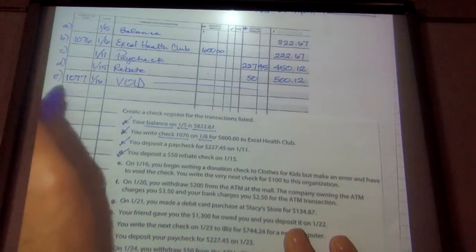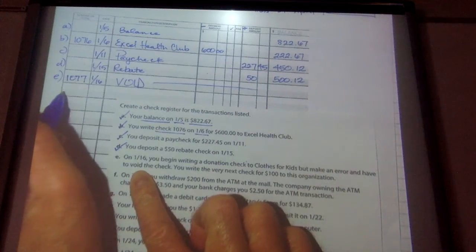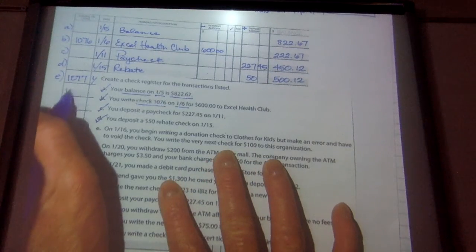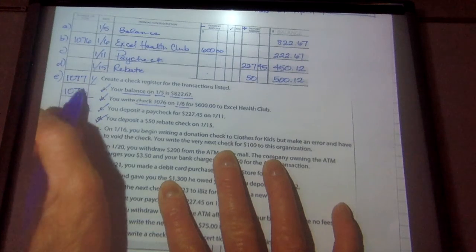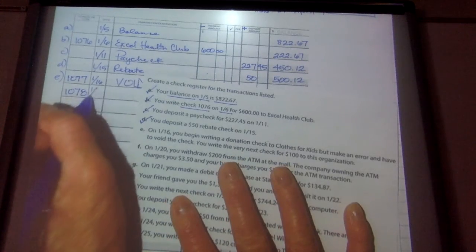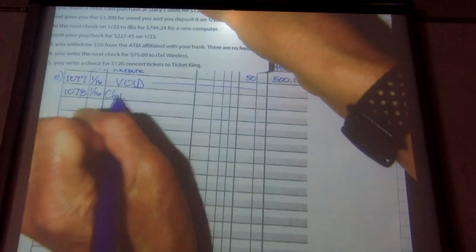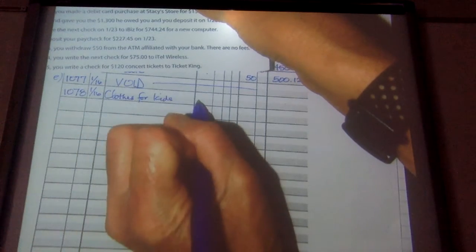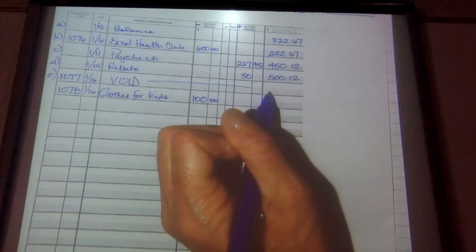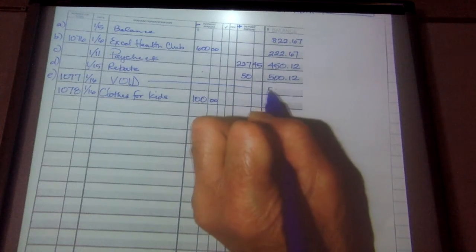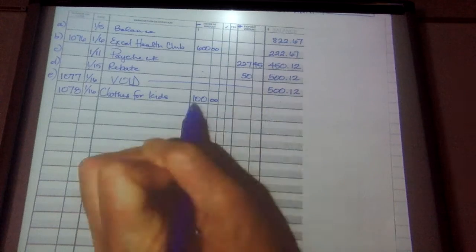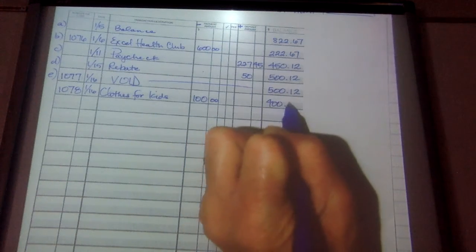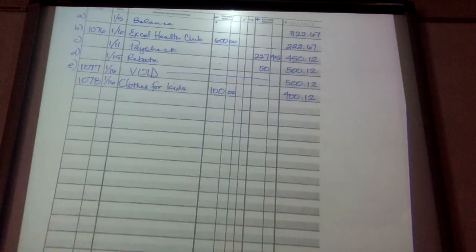Doesn't change my amount. But in the same part, it says I then had to write the very next check, which would be 1078, right, after 77, same day. And it was Clothes for Kids. And I'm writing this check. So this is money that's going to come out of my account. So because this last one was void, I could just bring down the $512. But now I'm subtracting out my donation. So that was part E.